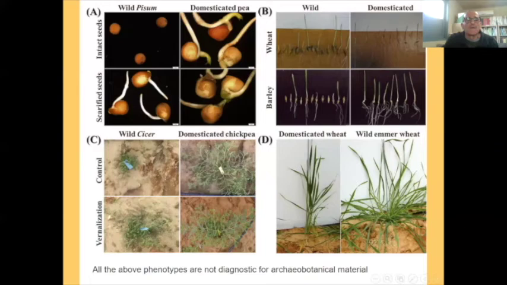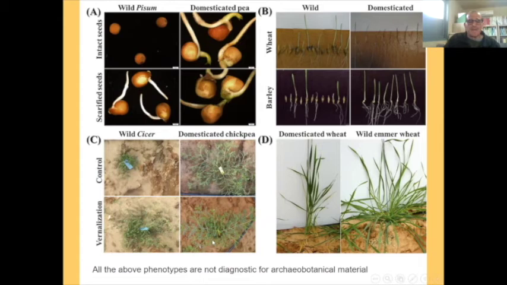So if you look, for example, at the growth habit, okay, this is wild wheat and this is domesticated wheat. Of course we see a difference. This is the dormancy phenotype. If you put the seeds of wild pea in water, 90% of them will not take up water and will not germinate. If you scarify them, like here, they will germinate. If you look at wild chickpea plants, they respond to vernalization. Vernalization is a cold period of growth immediately after germination. So domesticated chickpea does not respond to vernalization, while wild chickpea does.